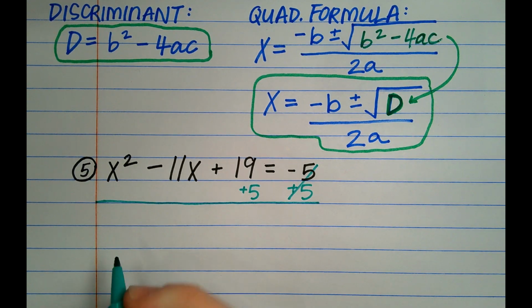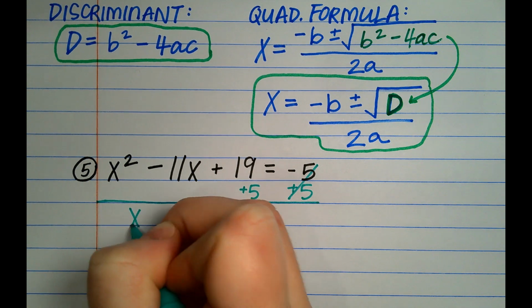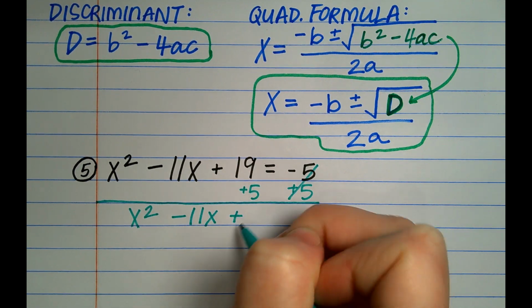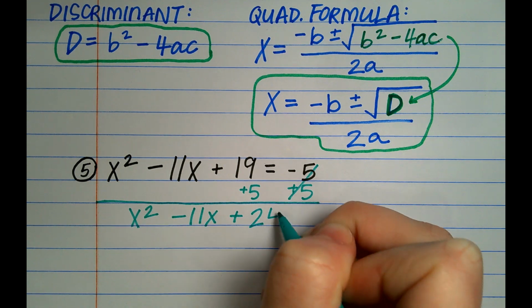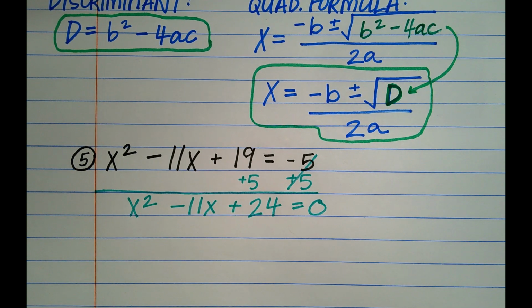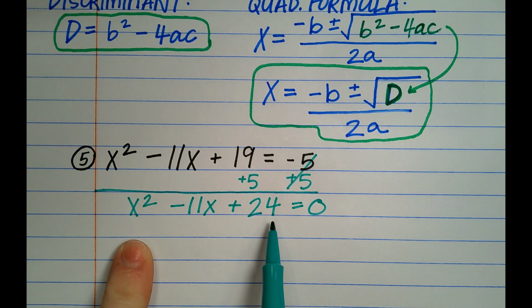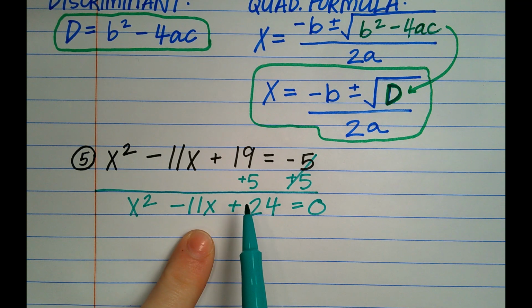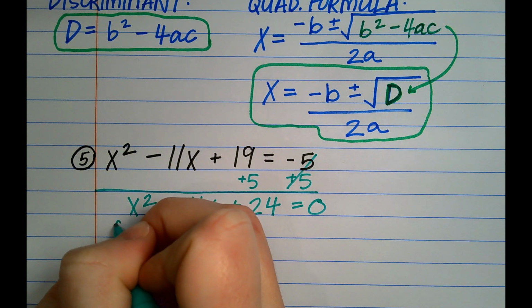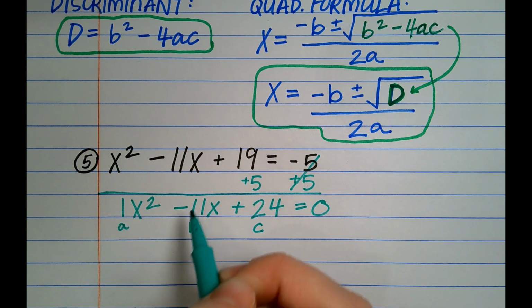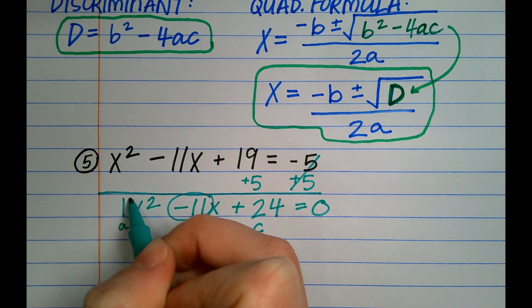Which brought our equation to x squared minus 11x plus 24 equals 0. And our A, B, and C values became 1, -11, and 24. So I'll just rewrite the A, B, and C again, just so I have it kind of labeled.